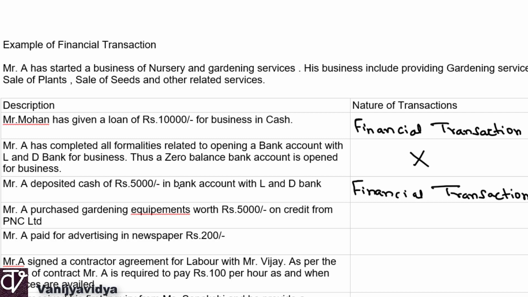Next, Mr. A purchased gardening equipments worth rupees 5,000 on credit from PNC Limited.